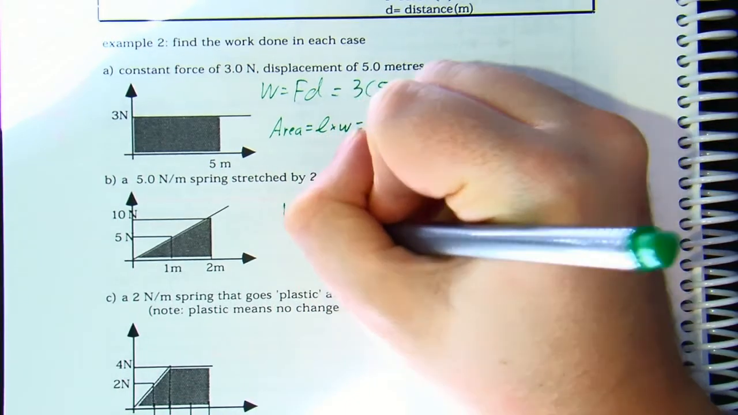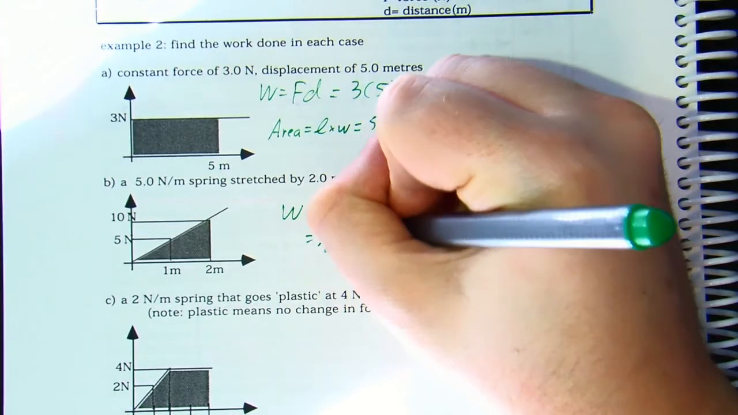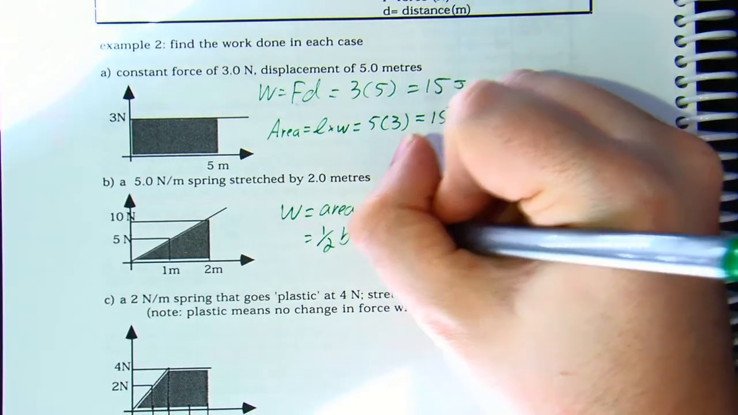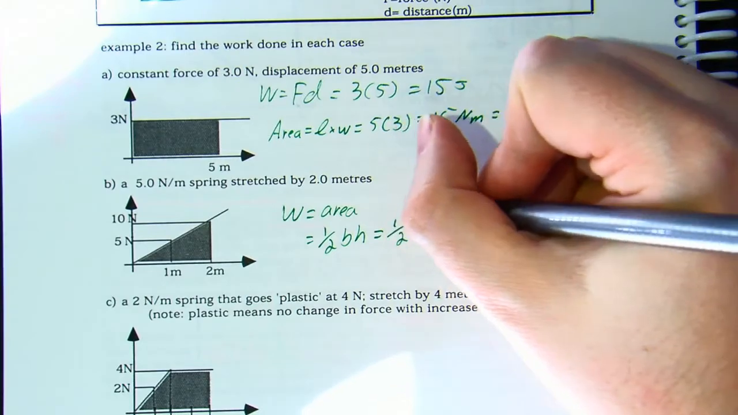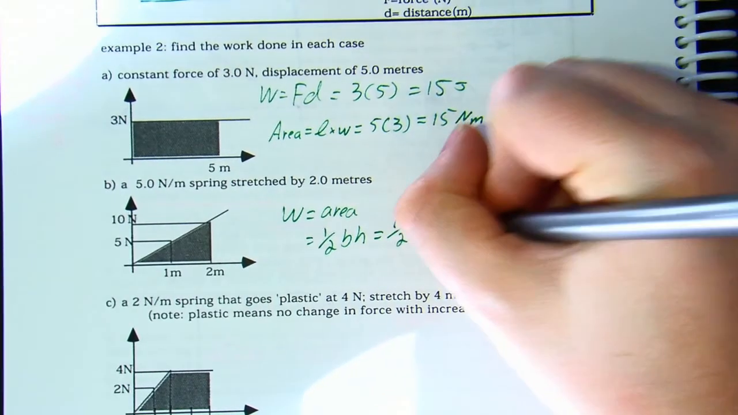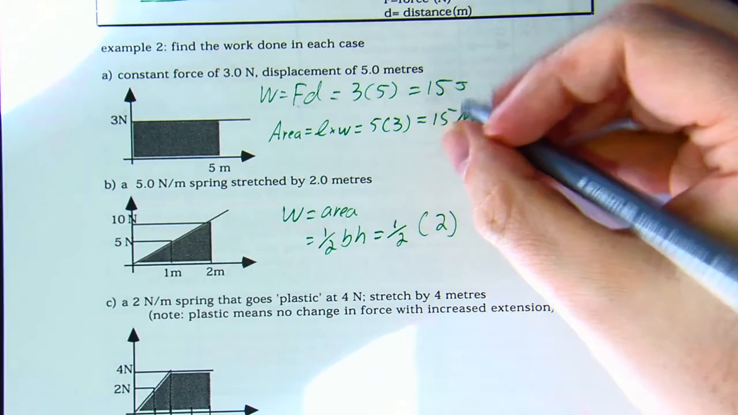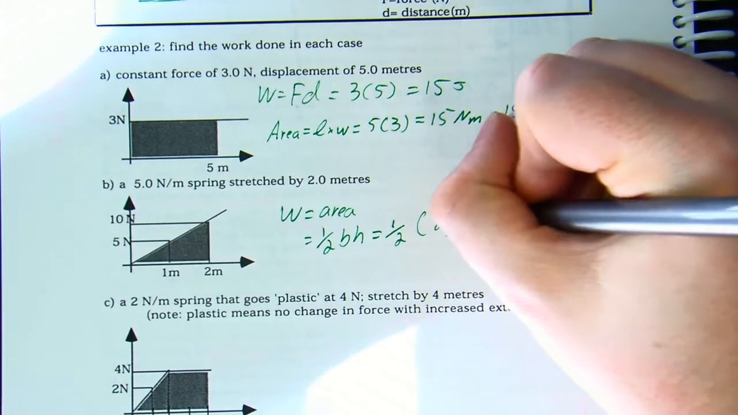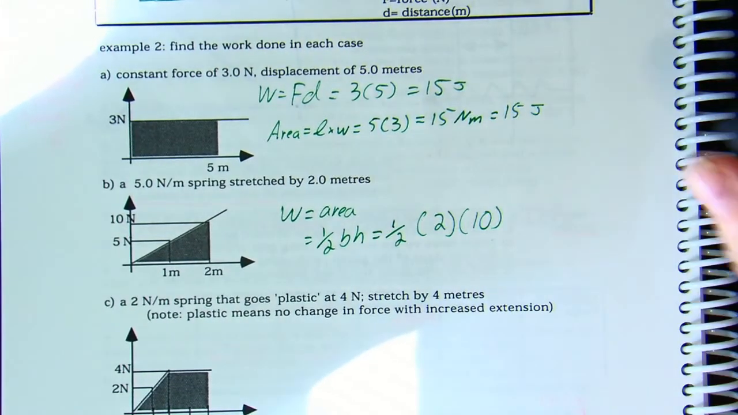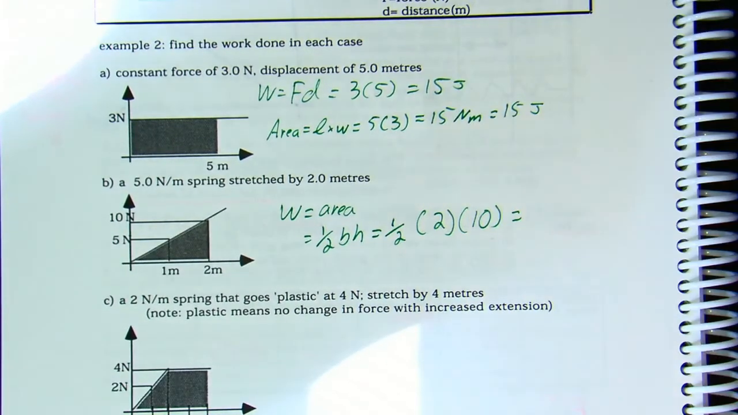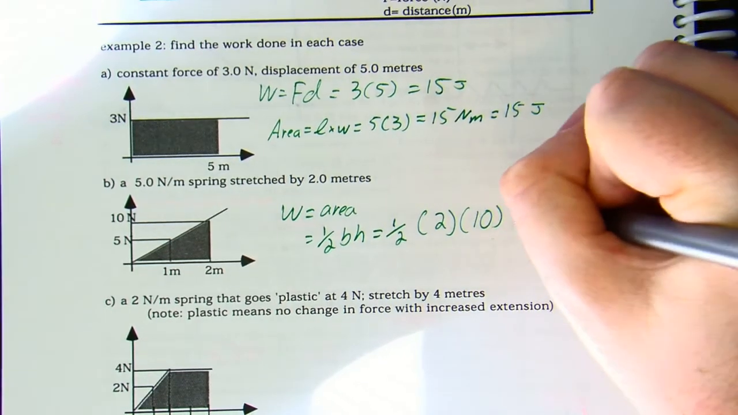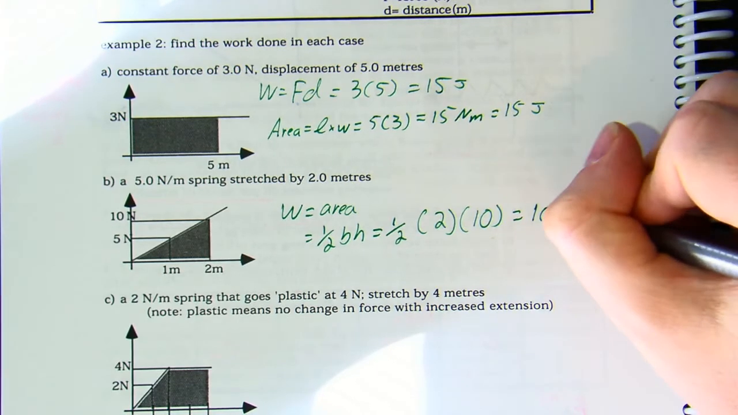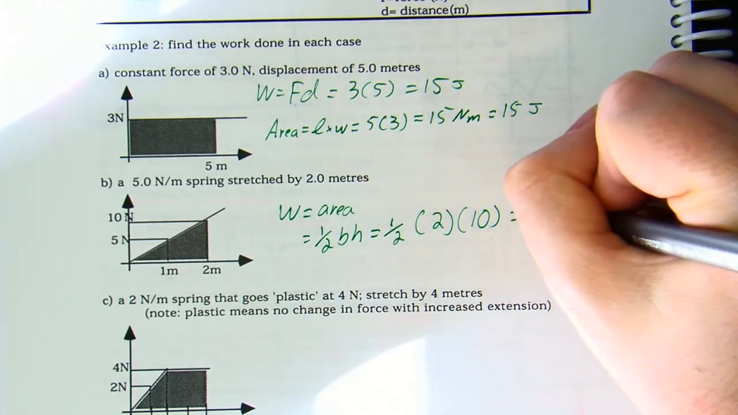Well, the area is going to be given to us by a triangle. So we're going to get 1/2. The base is 2 meters. The height is 10 newtons. And so what we're going to get here is half times 2 is 1, times 10 is, well, that's just 10 joules of work done.